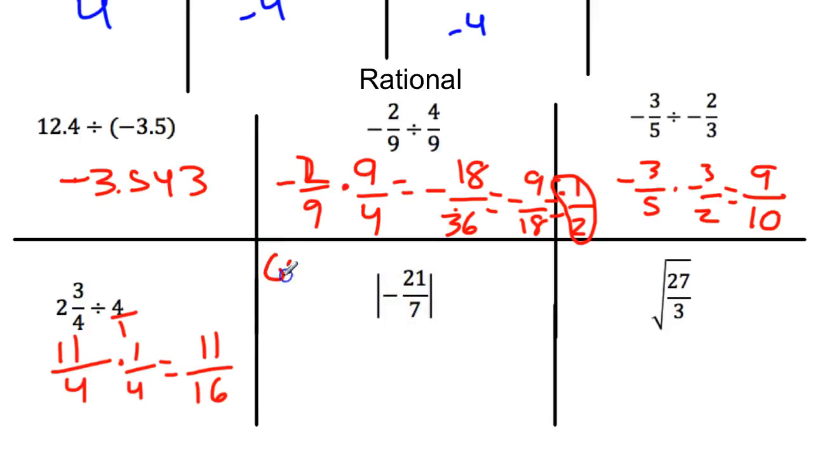Over here, we have absolute value. I just like to keep throwing in the GEMDAS. G for grouping symbols. 21 divided by 7, that was going to be 3. It's negative. So the absolute value of negative 3 is going to be 3. We have a radical over here, so we do the inside first. 27 divided by 3, that is 9. So we have the square root of 9, and that equals 3.